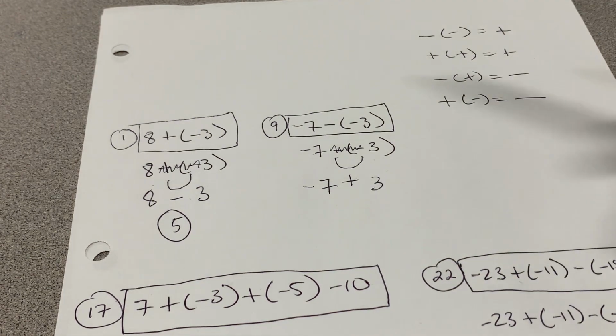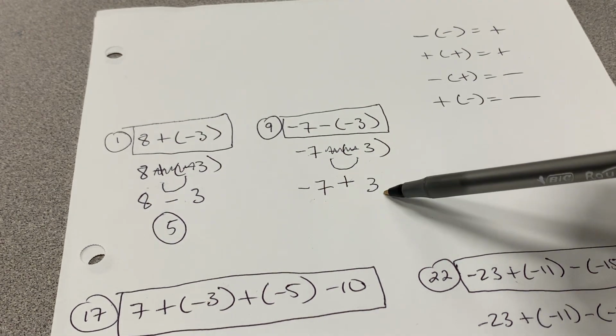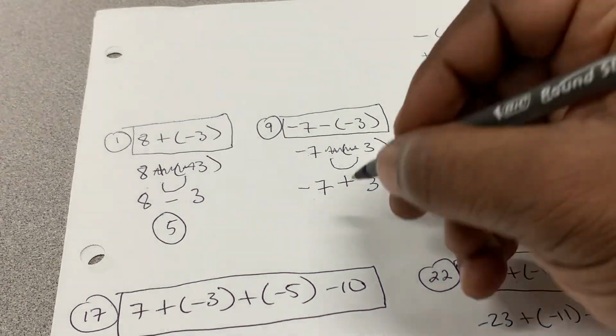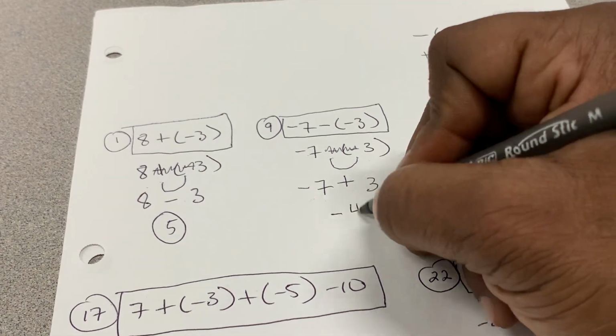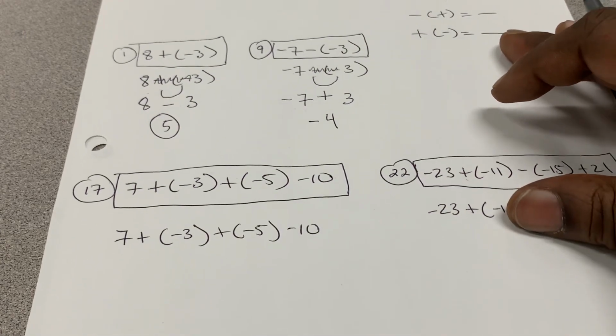And here we can do it like money. Negative means owe, positive means have. If I owe $7 and I have $3, the end of that is gonna be I still owe 4. This is how you're gonna be changing the two signs.